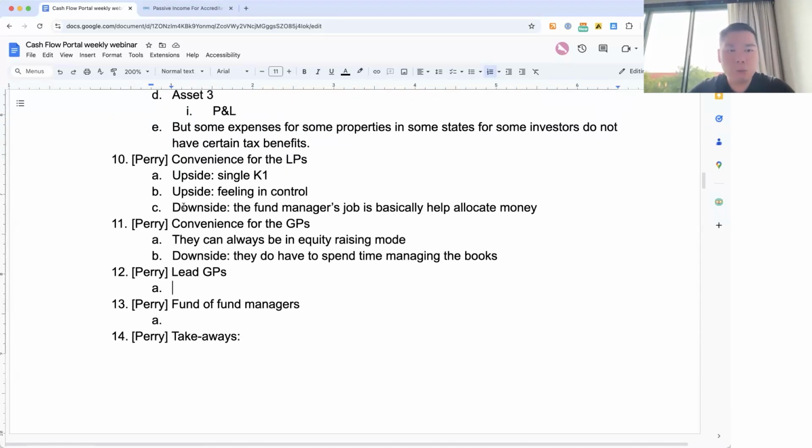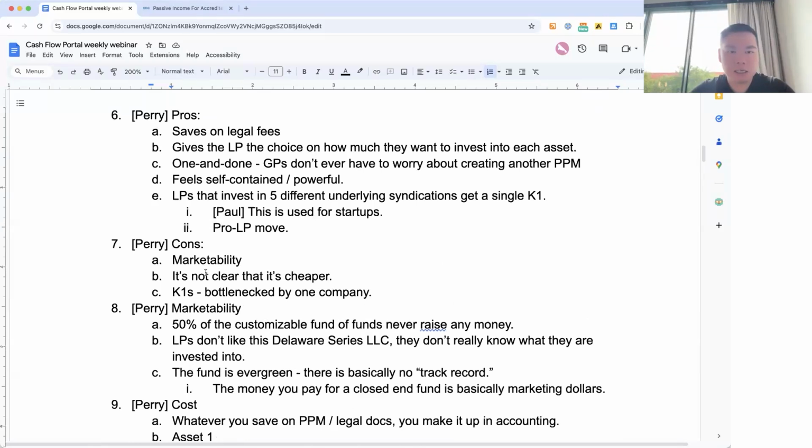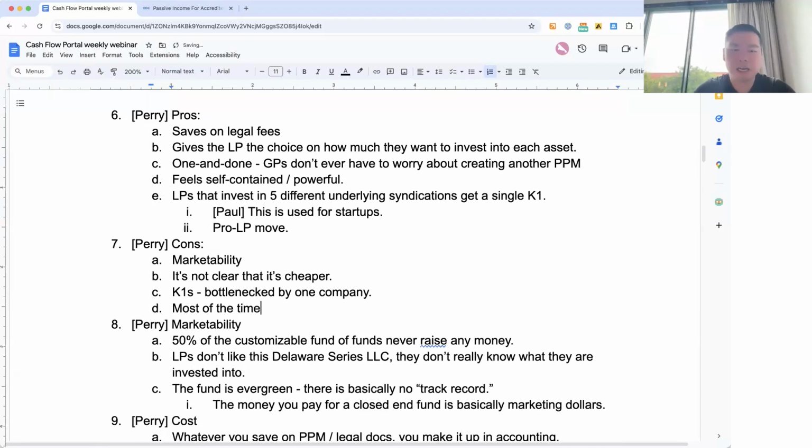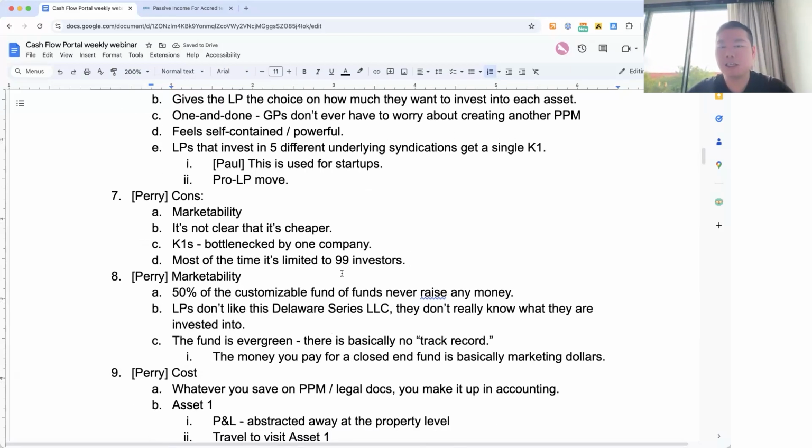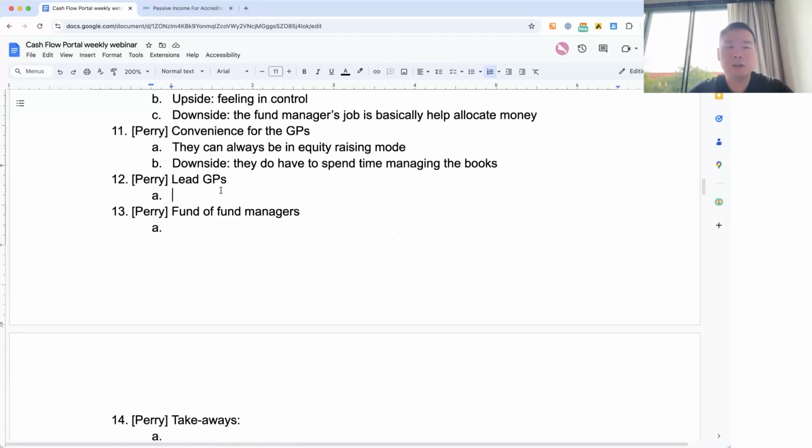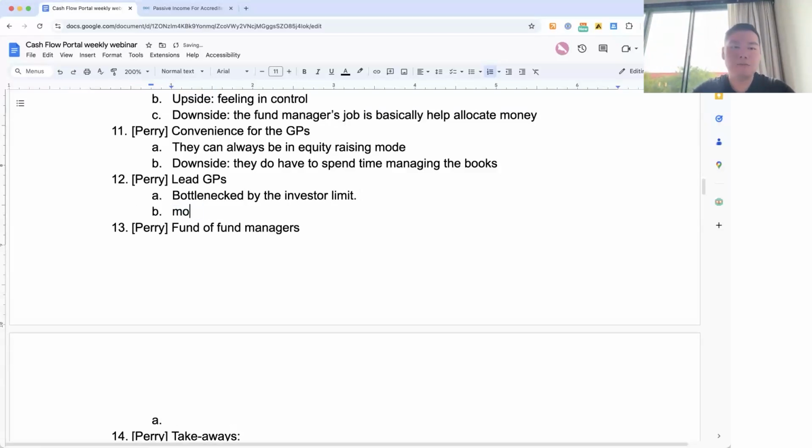Here is one of the other cons of customizable fund: most of the time it's limited to 99 investors. I won't get into the details on that, but most of the time it's actually limited to 99 investors. And so with a lead GP, they're trying to raise $20 million. They're basically bottlenecked by the investor limit. Now there are ways to get around it because they own their thing, but most of the time, lead GPs don't use customizable funds.